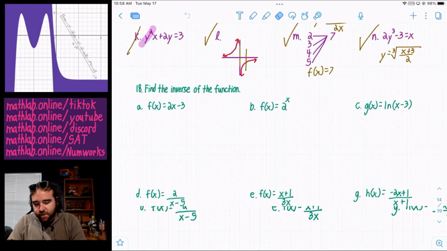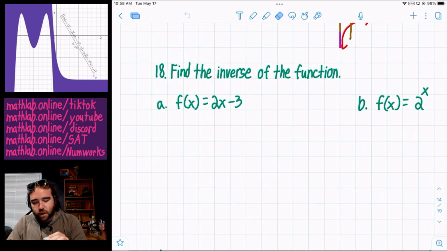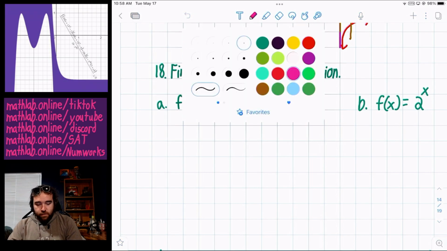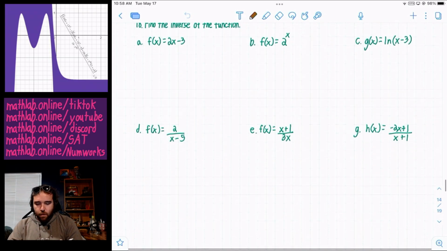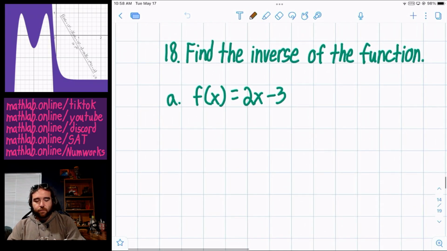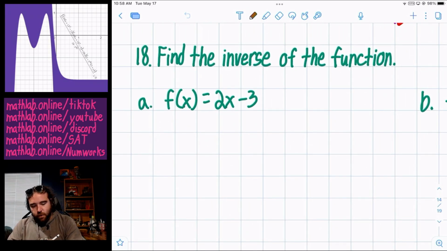All right, number 18. Find the inverse of the function. So let's get back to a color. We're doing it in brown, right? Yep. Okay. So 18, find the inverse of the function. So of course this is y equals 2x minus 3.